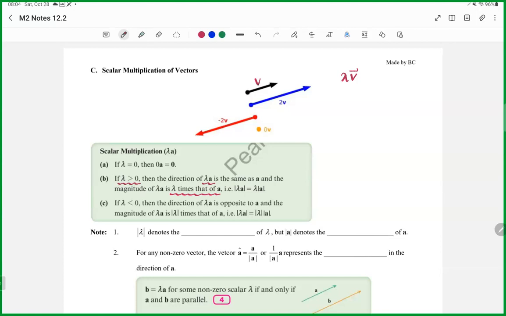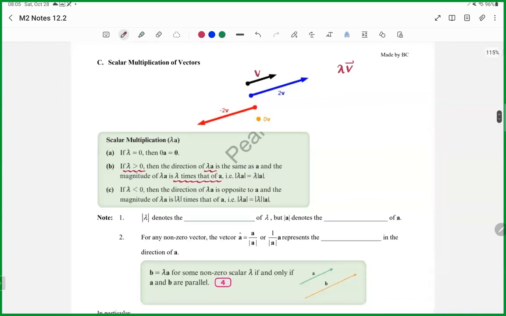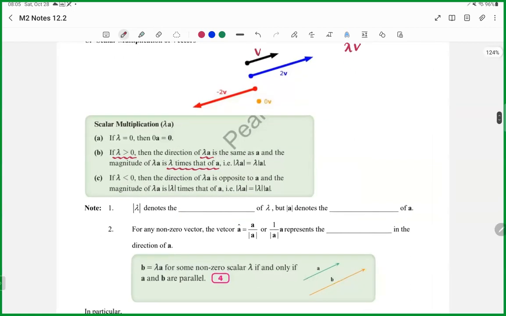Now, if lambda is smaller than 0, then lambda times a is a vector opposite to a. Like this one, negative 2a, negative 2v, the direction is just the opposite. Now, if lambda is 0, then lambda times a is equal to the zero vector. Here, please notice that we have these two notations.